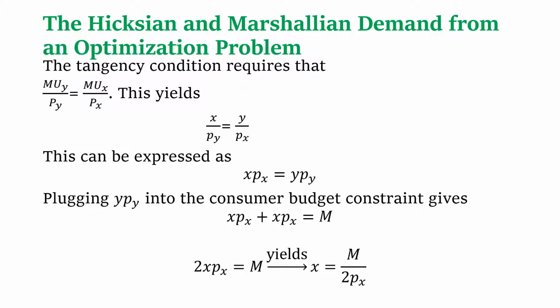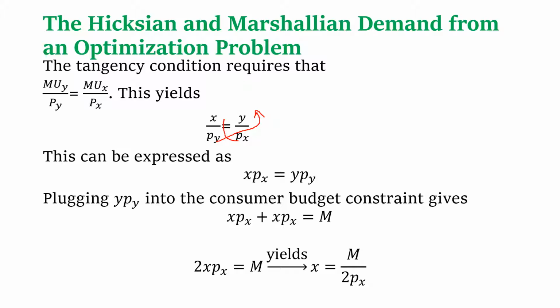So simple as that. This can be expressed as what? If we cross multiply, we'll take this px and multiply it by x, and then we'll take the py and multiply it by y. That is what they call cross multiplication, right? We're going to have px times x, which is xpx, equals y py.